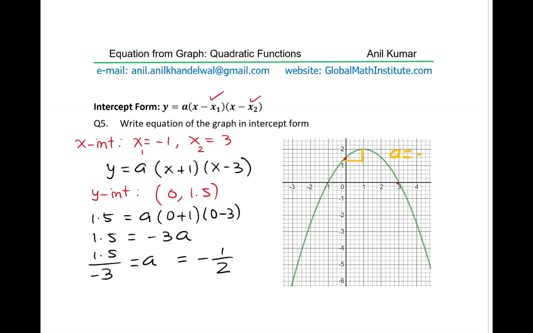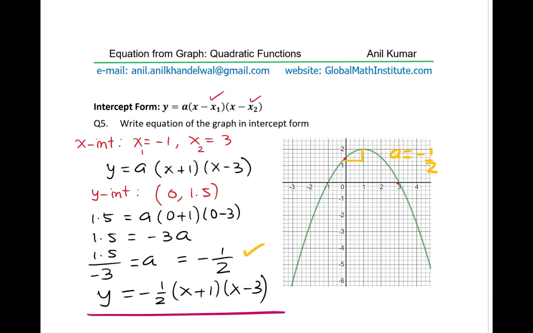So a is indeed equal to minus half, since it moves one step down when you move one left or one right. So this is the correct value. So we can now finally write down our answer in the intercept form as y equals minus half x plus 1 times x minus 3. Clear? So that is how easily we can get the equation of parabola.